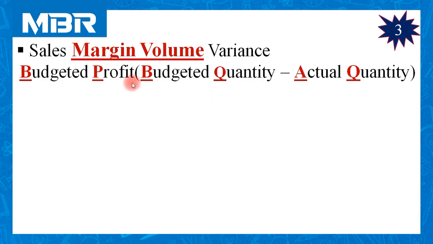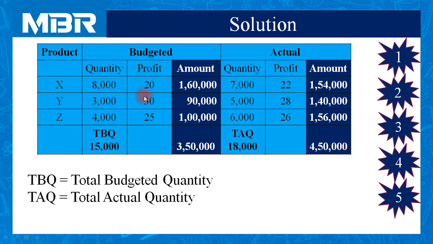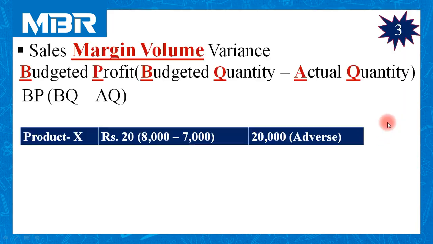Formula budgeted profit into bracket budgeted quantity minus actual quantity. BP into bracket BQ minus AQ. In case of product X, budgeted profit is rupees 20, budgeted quantity as given in the question 8,000 units minus actual quantity 7,000 units. You can check information given in the table. Budgeted profit 20, budgeted quantity 8,000 units and actual quantity 7,000 units.